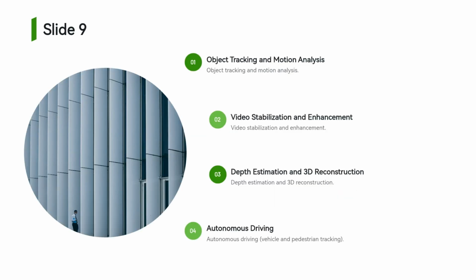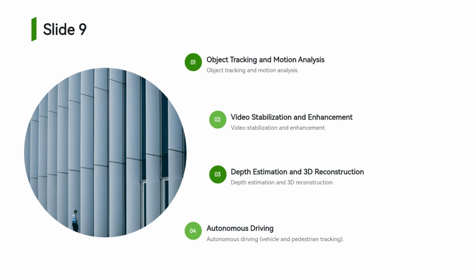Optical flow has numerous practical applications in computer vision and robotics. Object tracking. Optical flow can be used to track the movement of objects across frames in a video sequence. By computing the flow between consecutive frames, we can determine the trajectory and position of objects. Video stabilization. Optical flow is widely used in stabilizing shaky video footage. By analyzing the flow of motion in a video, the camera motion can be estimated and compensated for, resulting in smoother video.